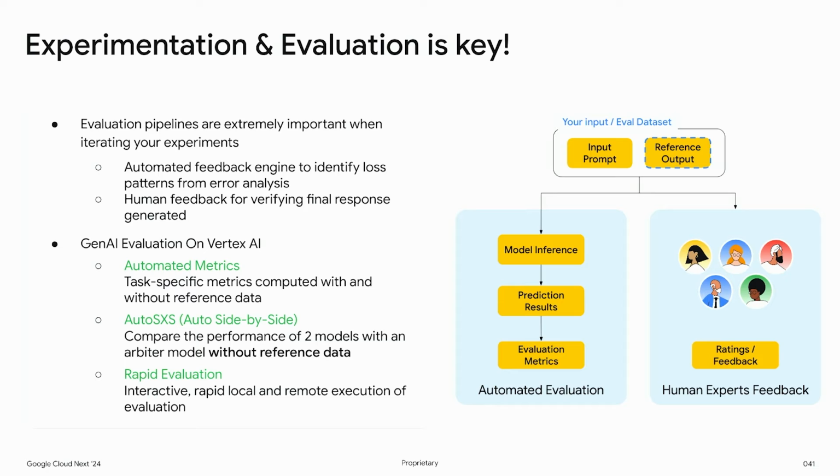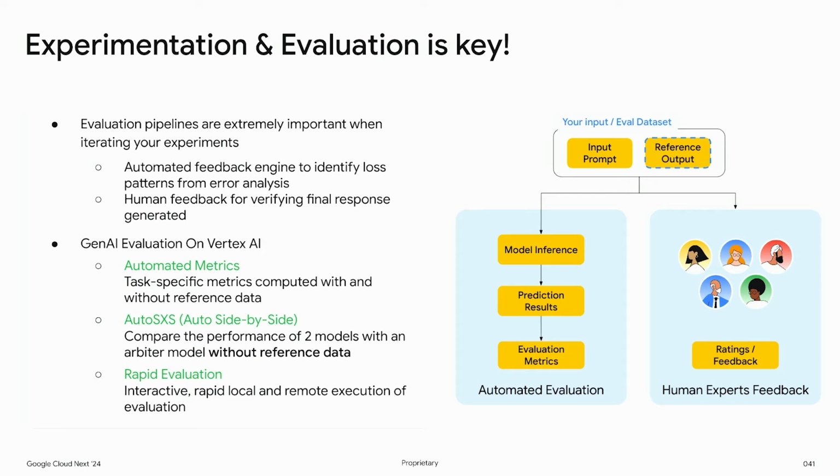Iterating those prompt variations or model versions, you can use some of those evaluation mechanisms to determine the baseline and then compare how exactly you are progressing with all these iterations. So ideally, you need some sort of an automated feedback engine that can report your metrics and also identify loss patterns, along with the human feedback to verify those model responses. So Vertex AI evaluation provides those different tools to make this easier.